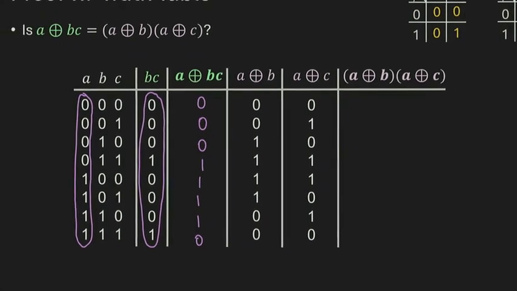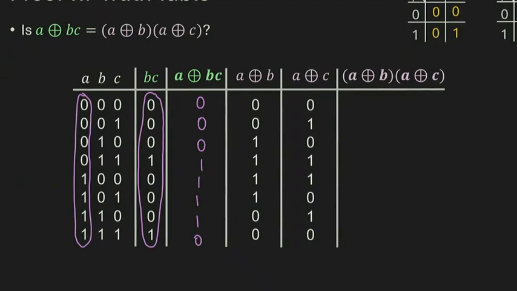Similarly, for A XOR B and A XOR C, I already put down the XOR between A and B, and the XOR between A and C, as two separate columns. And whenever both of them are 1s, the final expression on the right-hand side will be a 1. 0, 0, 0, 1, 1, 0, 0, 0.